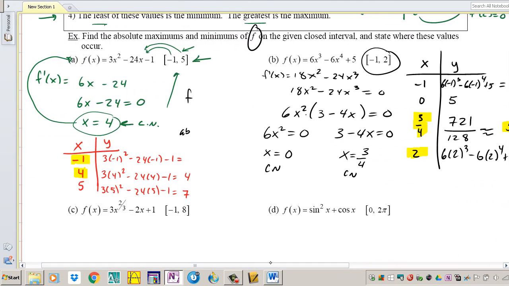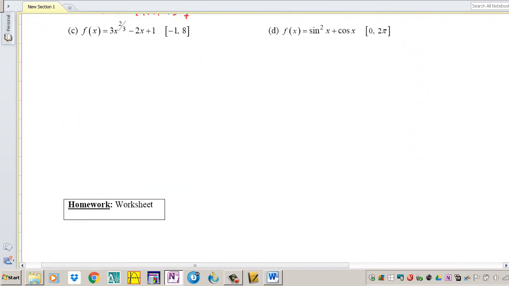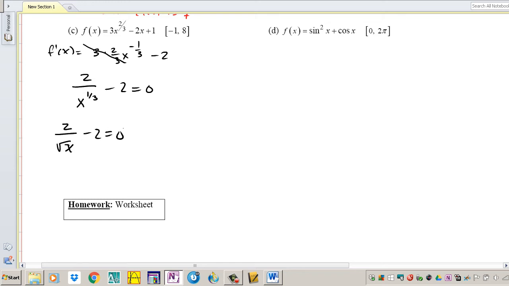Next example, letter C. Letter C, we have a function that has a rational power, so let's go ahead and take the derivative. That is 3 times 2/3 x to the negative 1/3 minus 2. And then what we do is we set that equal to 0. So first of all, you can cancel out the 3's. So you get 2 over x to the 1/3 minus 2 is equal to 0, which is the same thing as 2 over the cube root of x minus 2 is equal to 0.